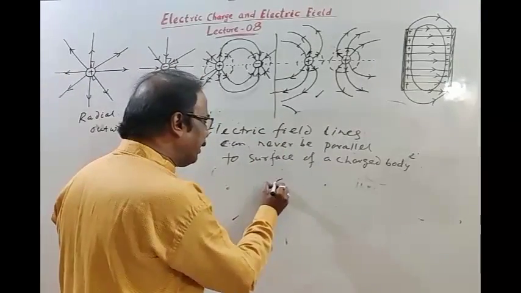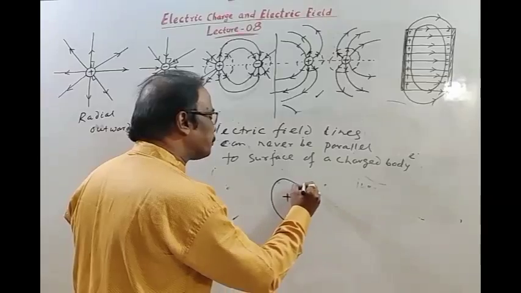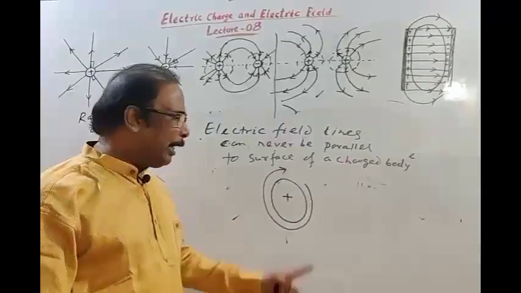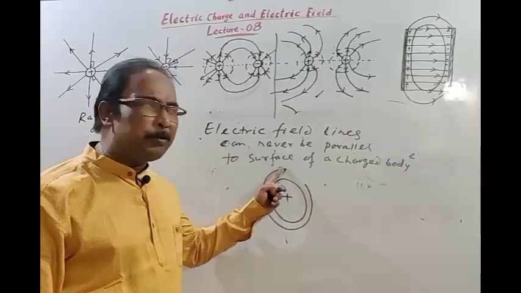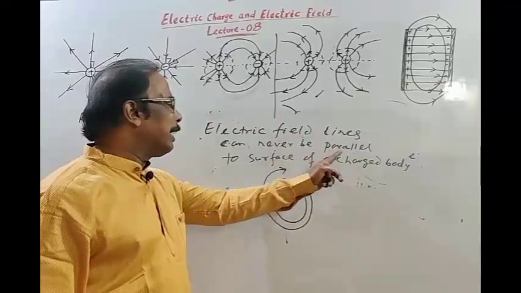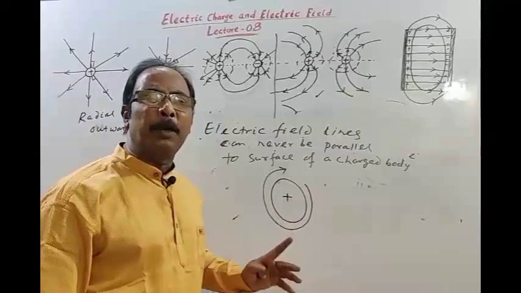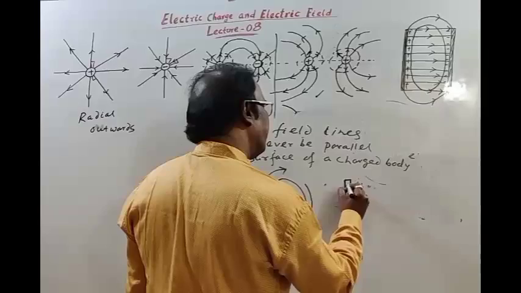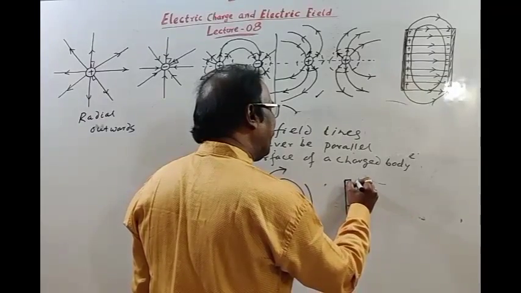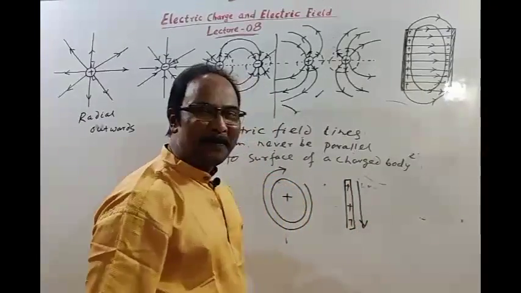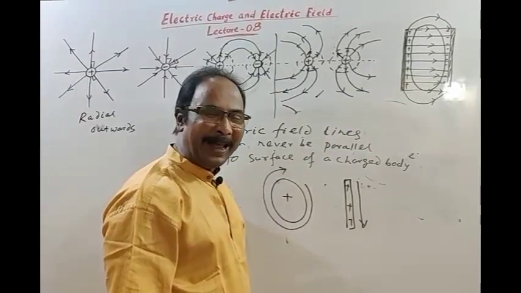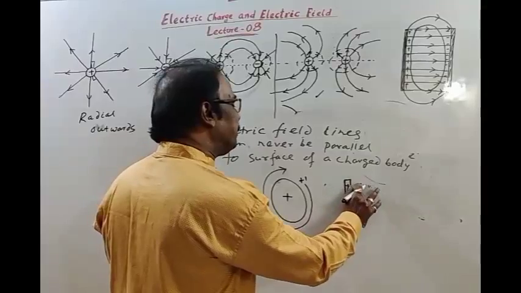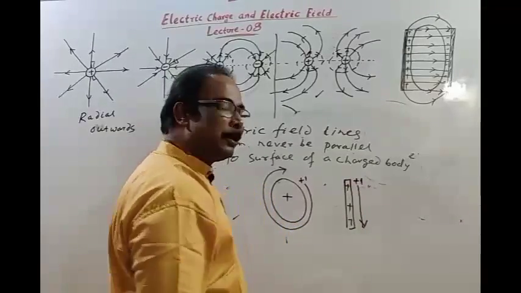Suppose this is a positively charged body. Can electric field lines be like this? Can electric field lines be parallel to the surface of a charged body? No. Electric field lines can never be parallel to the surface of a charged body. Why? You may consider this positive charged plate also. Can electric field lines be parallel to the surface of a charged body? No. Why?